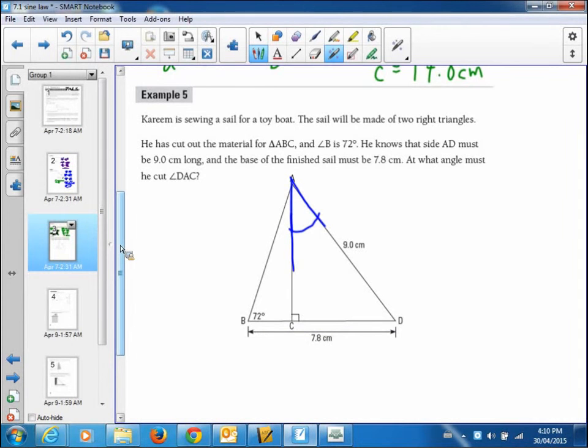Now, let's see, can we go directly and get this angle here? Well, we don't have the side opposite, not yet. So that's not going to help us. But it is a right triangle. Is there anything else we could do? Well, not quite.